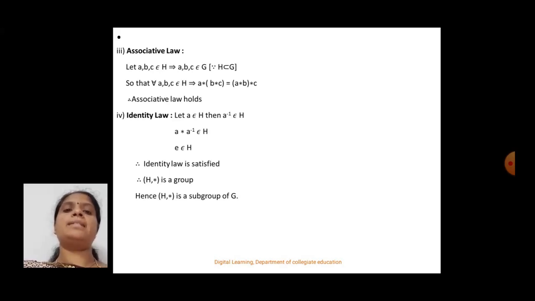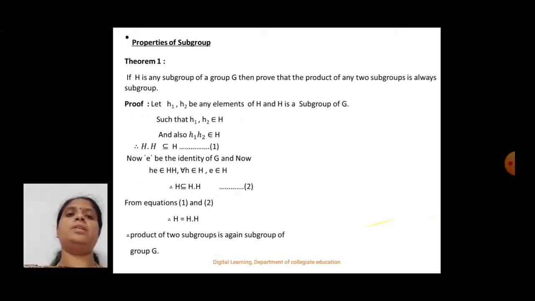Next is the identity law. Let a belong to H, then a inverse belongs to H. Taking a star a inverse, which belongs to H, according to the identity law, a star a inverse becomes e. Therefore e belongs to H, so the identity law is satisfied. Therefore H comma star is a group, and therefore H comma star is a subgroup of G.